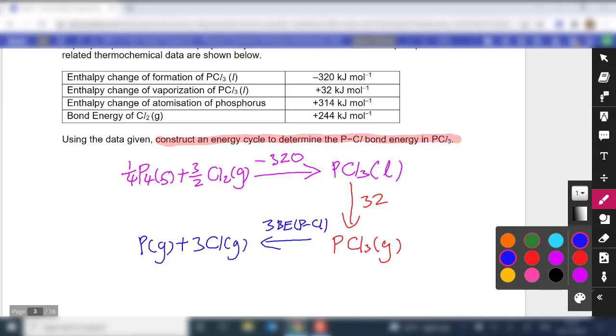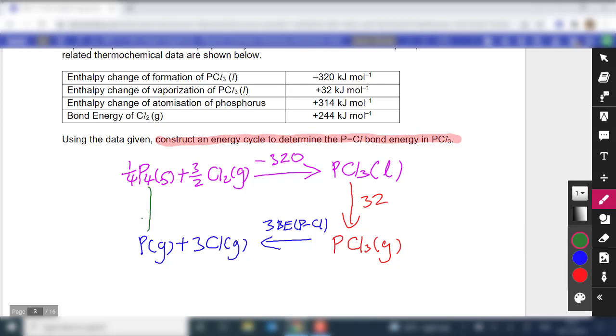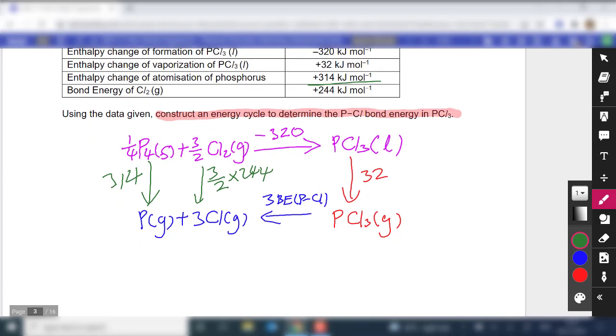Okay, and then now I'm going to complete the loop. So first of all, I'm going to atomize phosphorus. For every 1 mole of gaseous phosphorus atoms formed, I will need 314 kilojoules of energy. So this will be 314. Then for Cl2, because I'm forming 3 Cl, I'm breaking 3/2 of the Cl-Cl covalent bond, so that's 3/2 times 244.